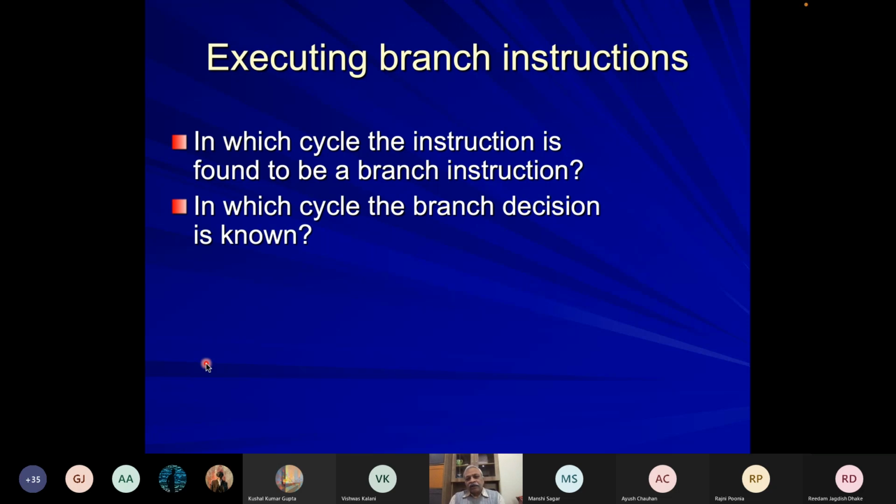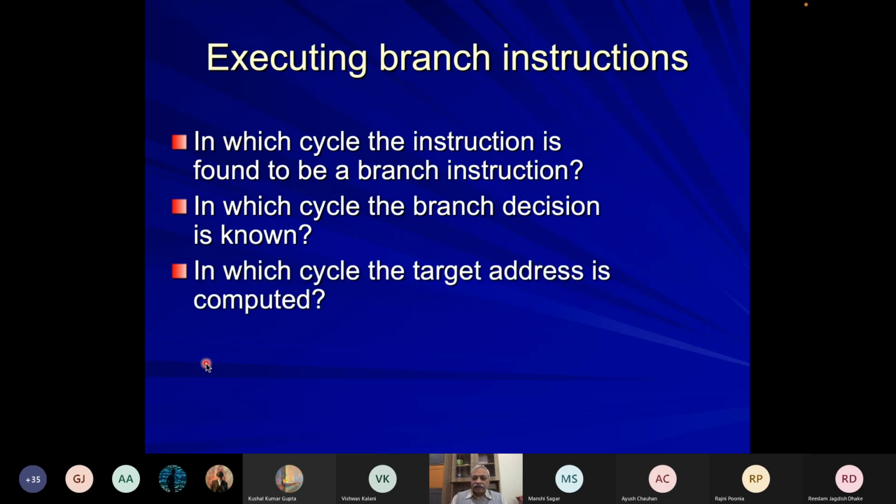So in which cycle we know that branch is to be done or not to be done, and in which cycle the target address is computed. So these are three things. One is to know that it's a branch instruction, then to know whether branch has to be done or not, and third is to which address you have to branch in case you need to branch. So depending upon the way you organize your microarchitecture, the way you divide instruction into cycles, these three actions may happen in different cycles, or some may happen in the same cycle.